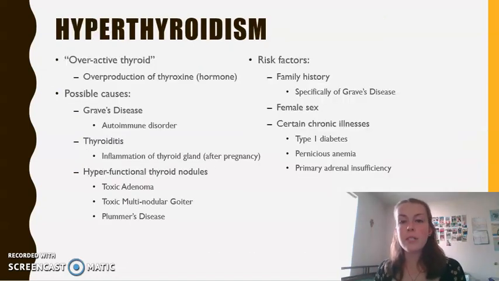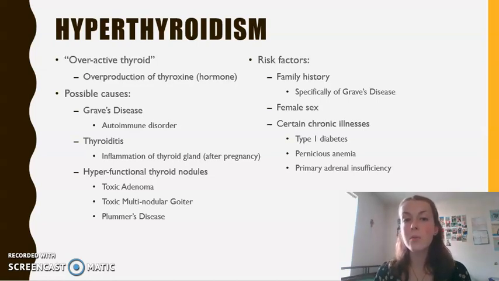So hyperthyroidism is the first one we're going to look at. That is your overactive thyroid. It is an overproduction of thyroid hormone, specifically T4. Possible causes of this disorder are Graves' disease. That is an autoimmune disorder. It is seen in most cases.